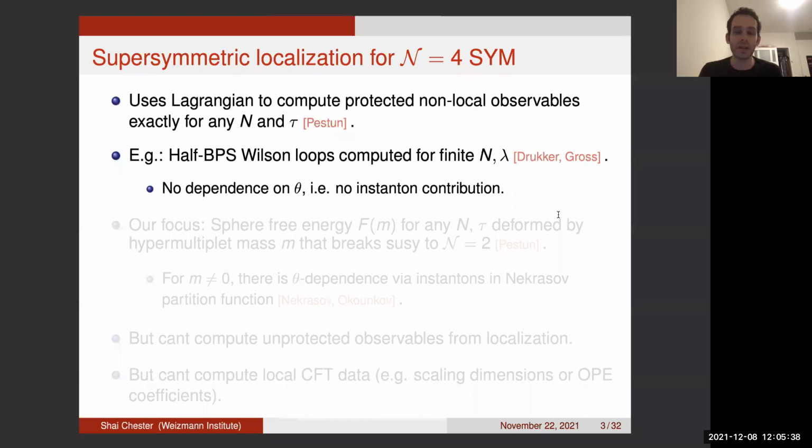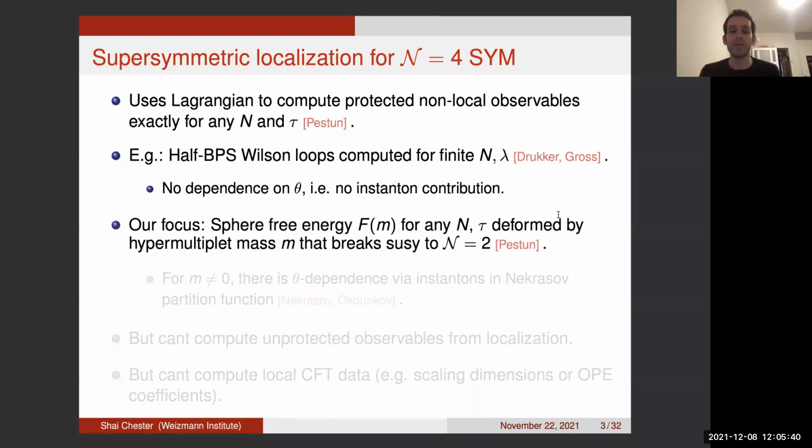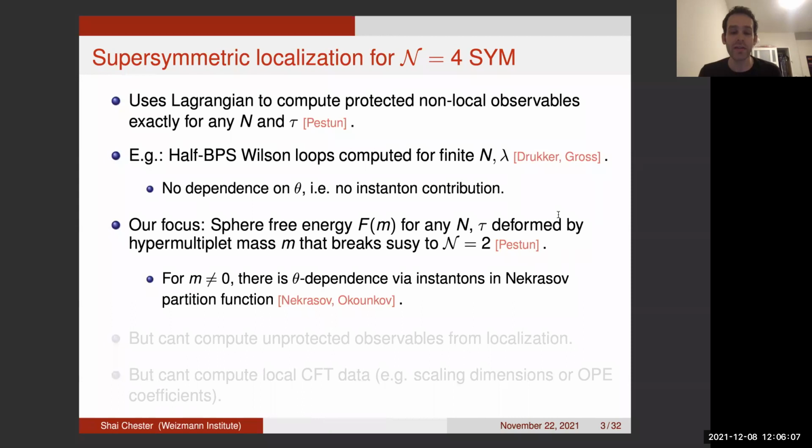A different quantity computed in the original paper by Pestun is the sphere free energy deformed by a mass, which actually breaks the supersymmetry from N=4 to N=2. But nonetheless, you can still compute it. Note that localization does not require conformality, because you can do it even though you've deformed by a mass. This result is in some sense more non-trivial than the Wilson loop result in that it depends on both N and tau. In particular, it depends on theta. So it receives contributions from instantons, and these instanton contributions are summed up by something called the Nekrasov partition function, which we'll describe in more detail later.